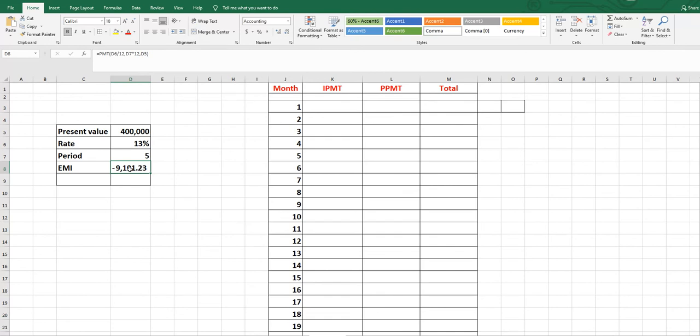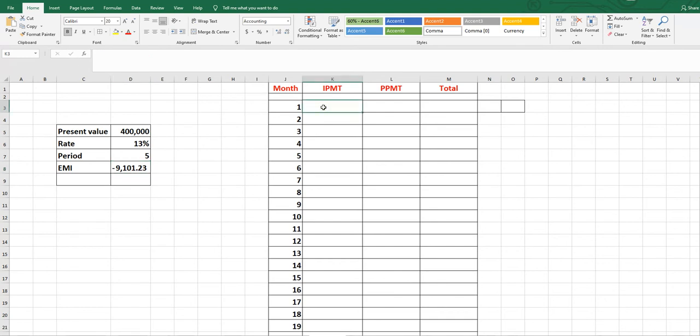So in order to find out how much interest you are paying and how much your present value is going to be reduced monthly, you have to use IPMT and PPMT formula. IPMT formula will find out how much interest is there in this figure, and PPMT will show you how much your initial value is going to be decreased.